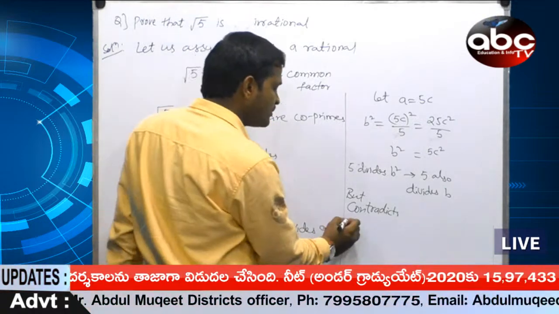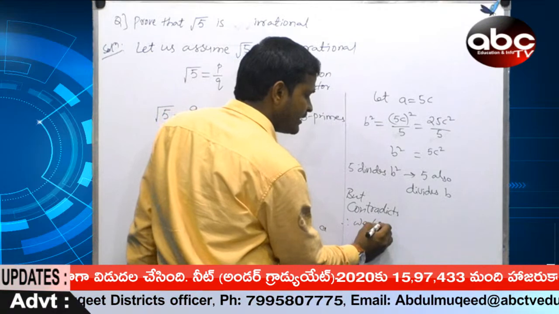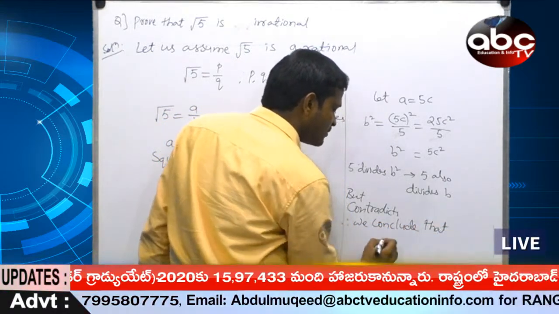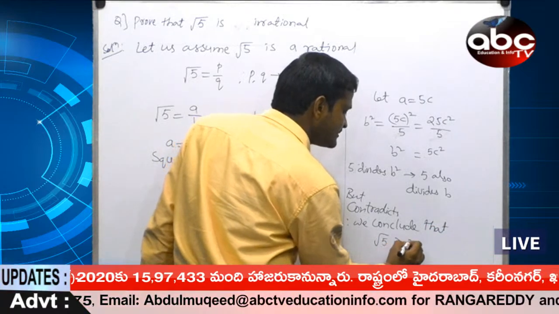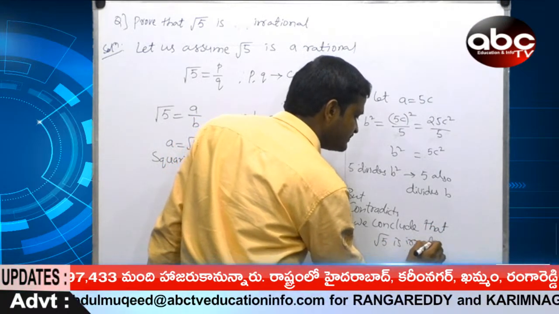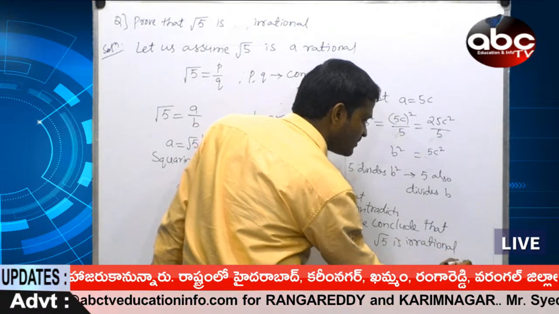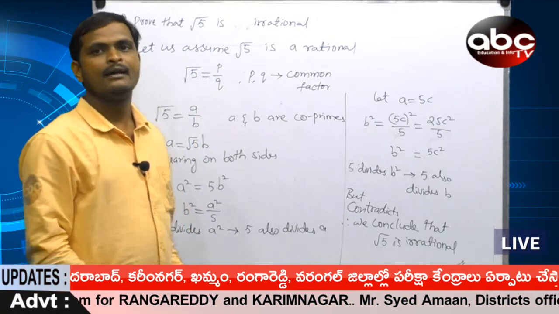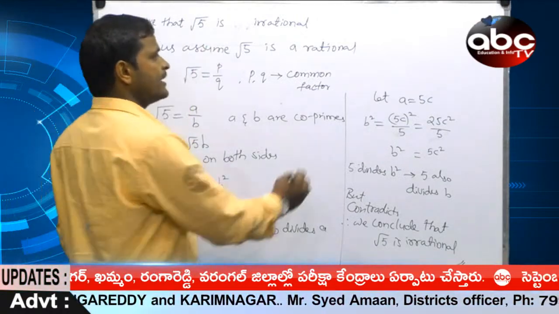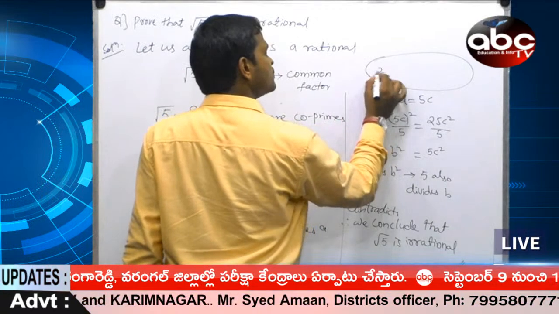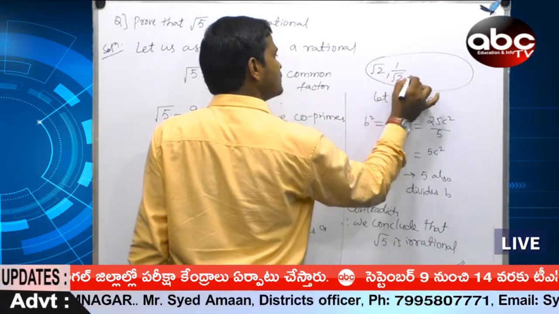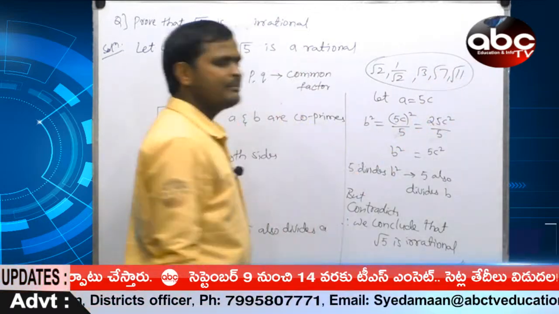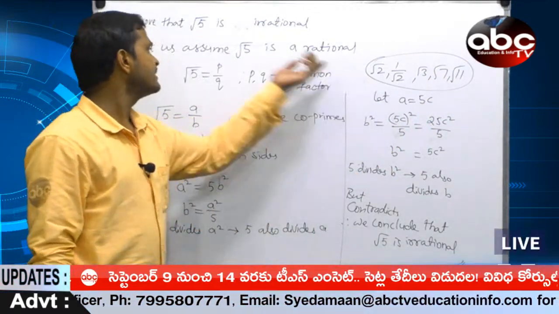Therefore we conclude that root 5 is irrational. Okay, hence proved. Very simple students. Is it clear? In place of root 5 you can take root 2, 1 by root 2, root 3, root 7, root 11, same process. You can take any number, same process.